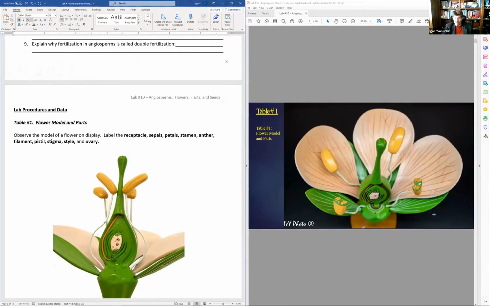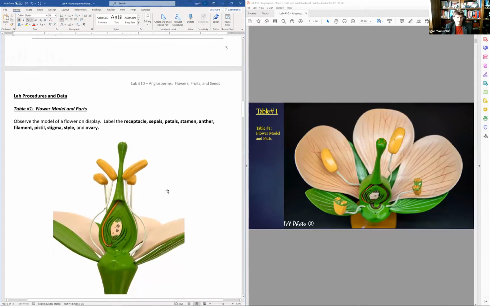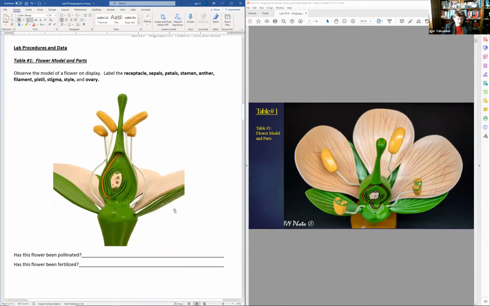Whenever you're looking at table 1, you see the model of the flower, and again we're looking at the green part, which is the calyx. Then we're looking at the colorful part, petals, and then the next whorl will have the stamens, right, with anthers and the filaments, and then the central part is actually a pistil. In this particular case, the receptacle is the part where the ovary is sitting, so to speak, or located.